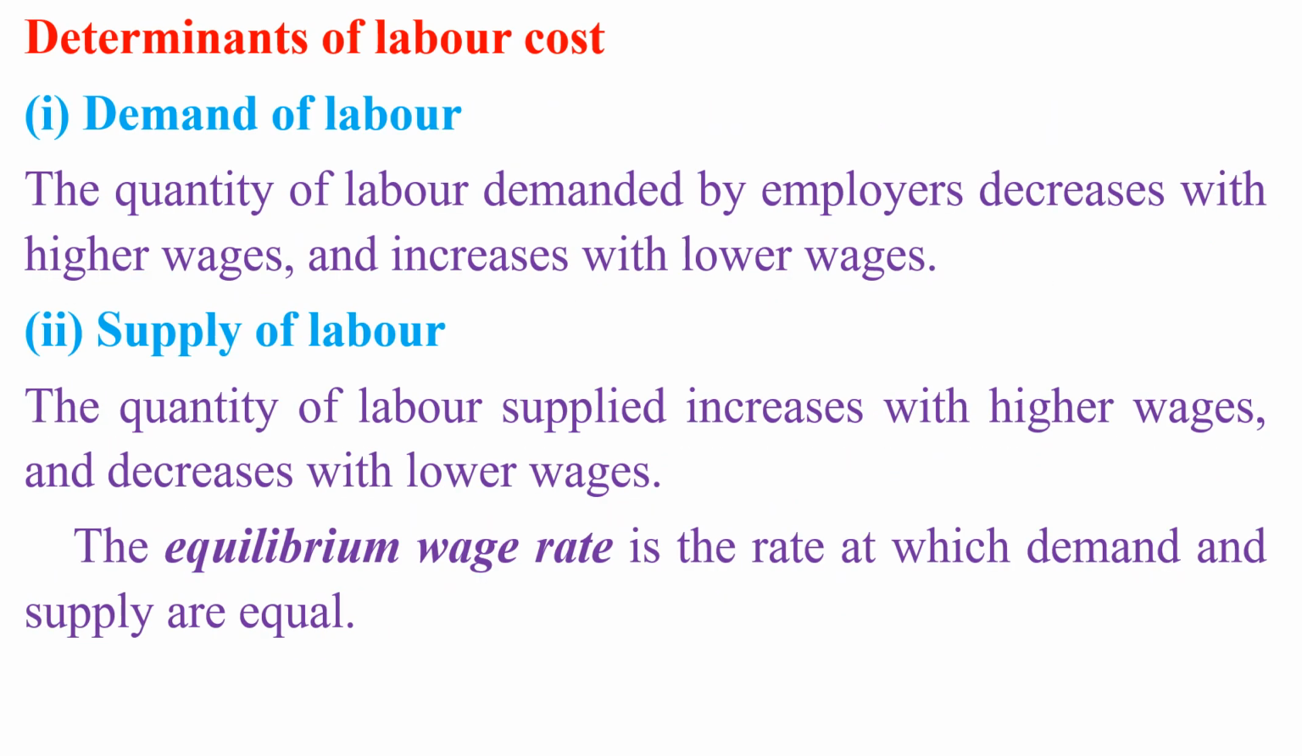Determinants of labor cost. 1. Demand of labor. The quantity of labor demanded by employers decreases with higher wages, and increases with lower wages. 2. Supply of labor. The quantity of labor supplied increases with higher wages, and decreases with lower wages. The equilibrium wage rate is the rate at which demand and supply are equal.